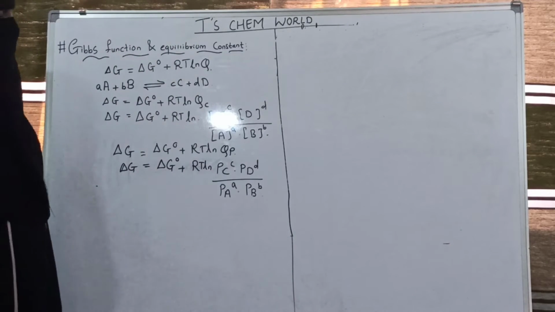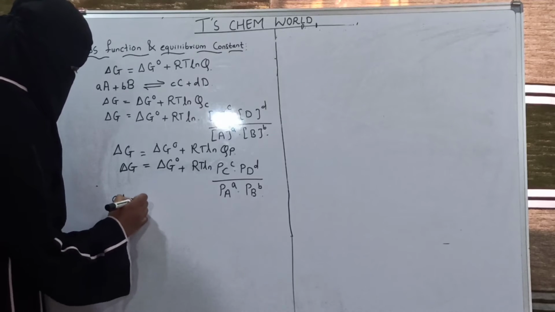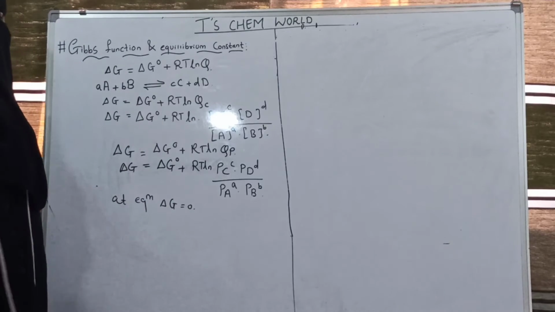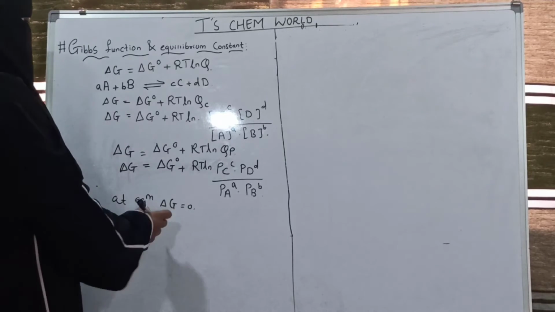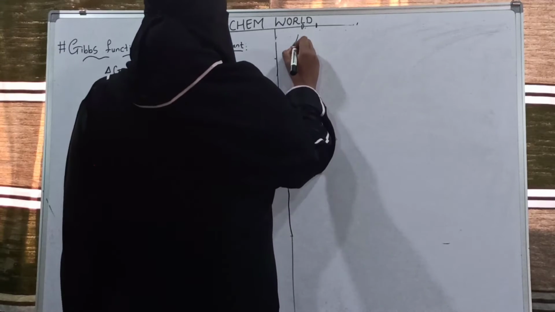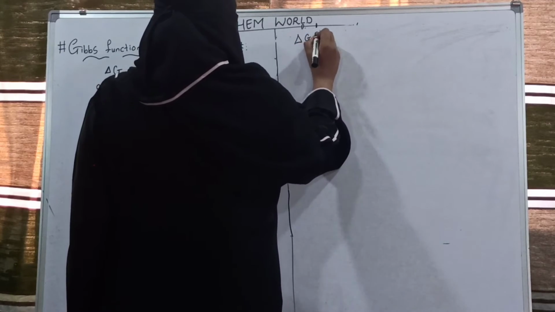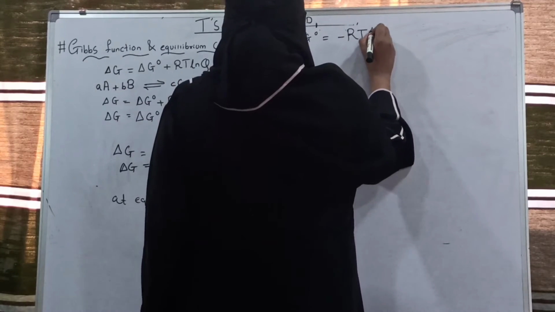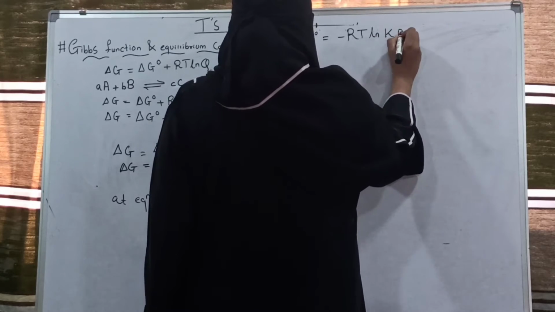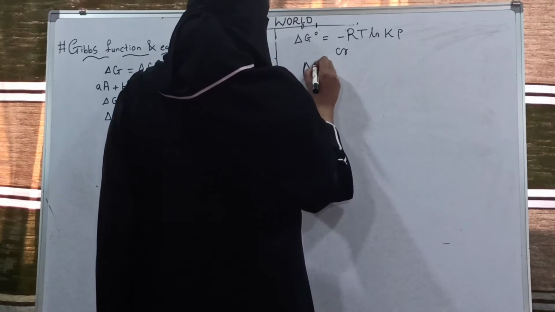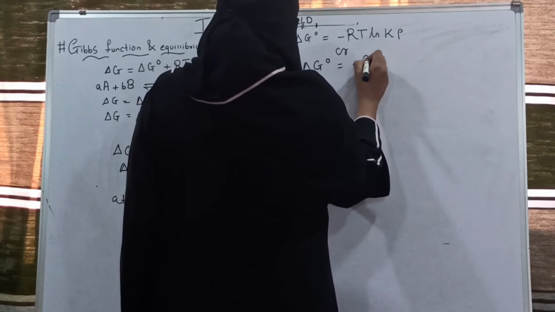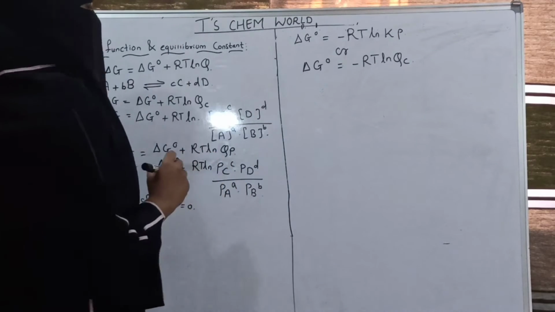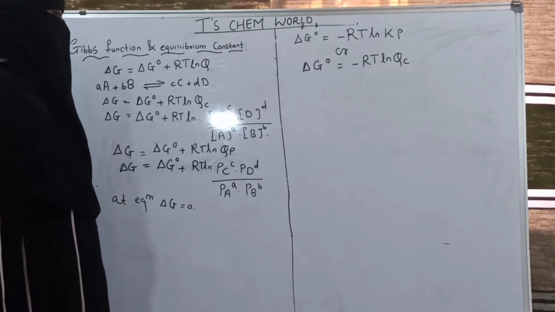Now at equilibrium delta G becomes equal to 0, and we write this equation as 0 is equal to delta G0 plus RT ln of Kp, or delta G0 is equal to minus RT ln of Kp, because delta G is equal to 0.